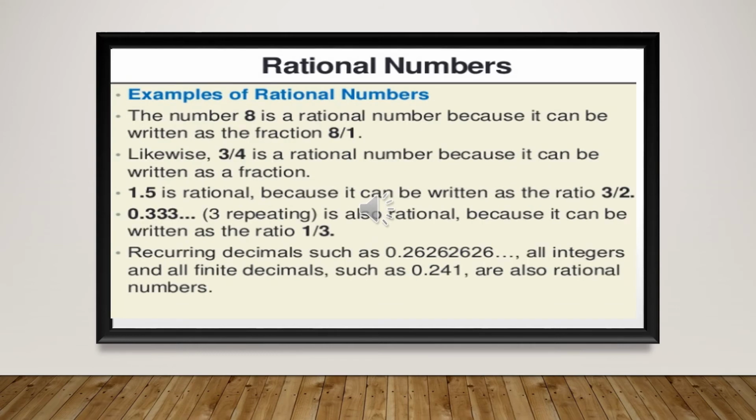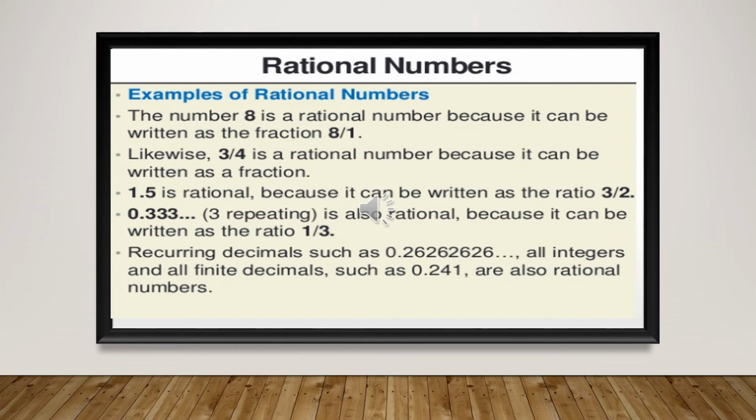So here are a few examples of rational numbers. The number 8 is a rational number because it can be written as a fraction, as I told you earlier. So it can be written in this form, 8 upon 1. Likewise 3 upon 4 is a rational number because it can be written as a fraction. 1.5 is rational because it can be written in the ratio 3 upon 2.